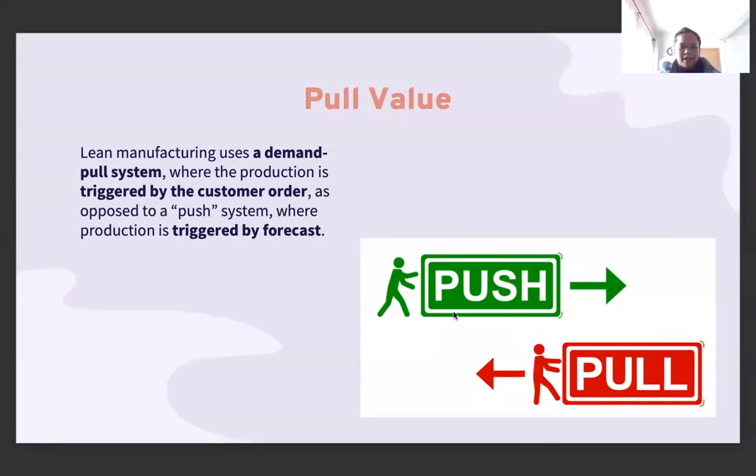About the pull value, as you can see here, lean manufacturing uses a demand pull value system where production is triggered by the customer order, as opposed to a push system where production is triggered by forecast.